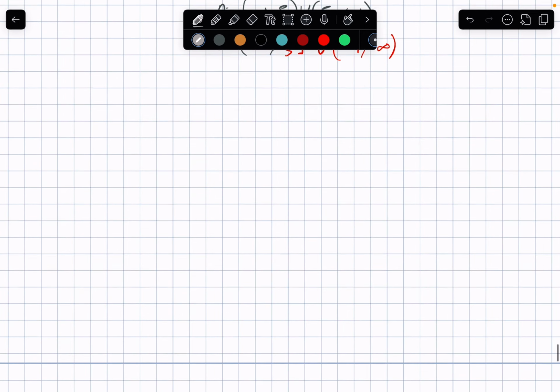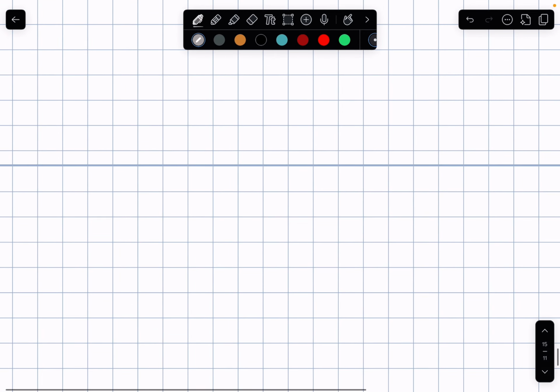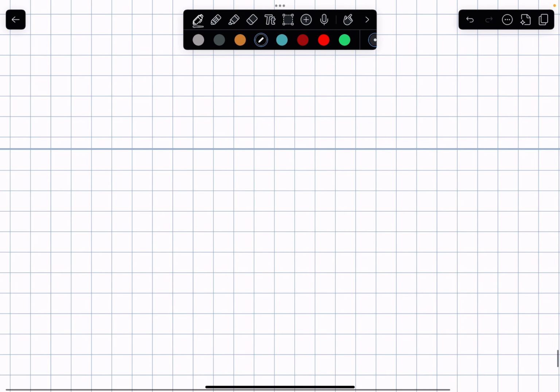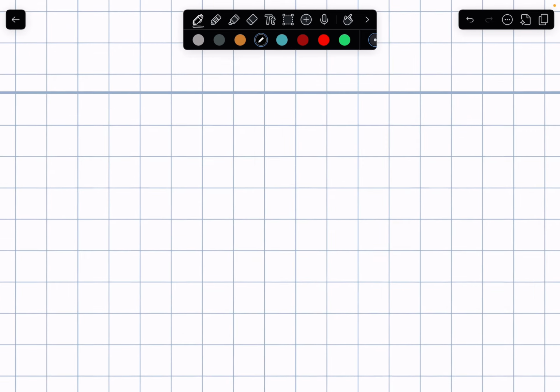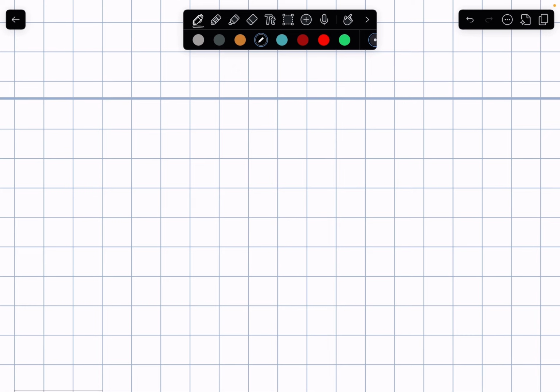Okay, so we're finally free from limits. Let's go to differentiation. If you want my honest opinion, I just want to say this: I like differentiation better than limits. Okay, so derivatives.